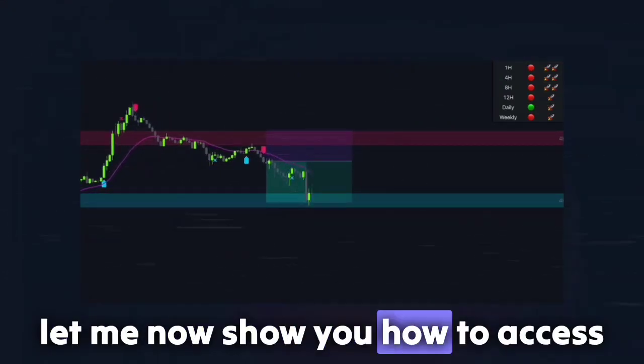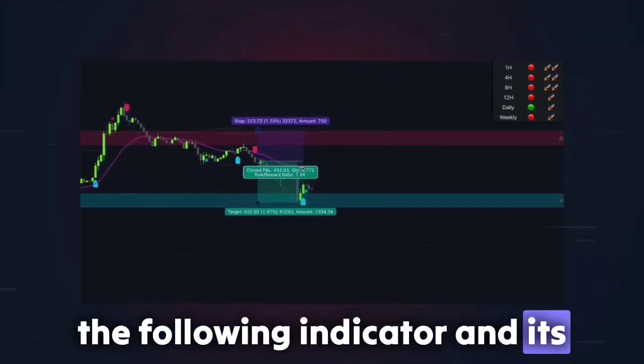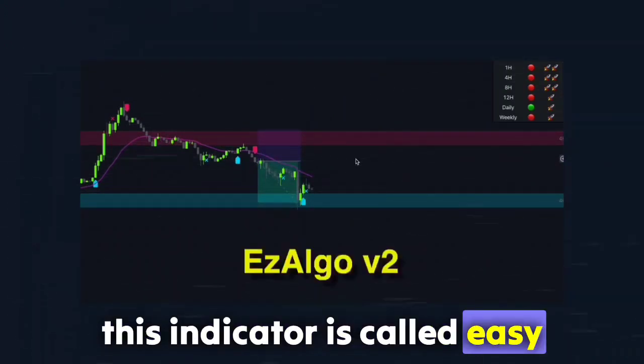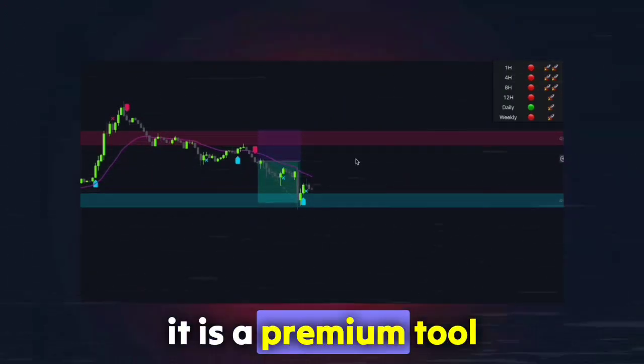Let me now show you how to access the following indicator and its settings for this particular strategy. This indicator is called Easy Algo V2. It is a premium tool.